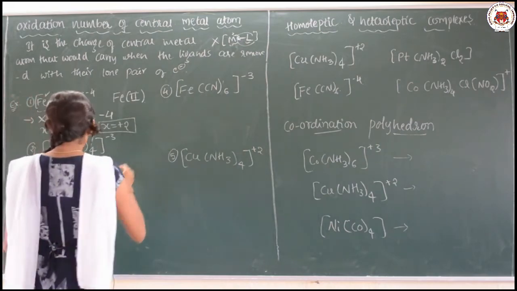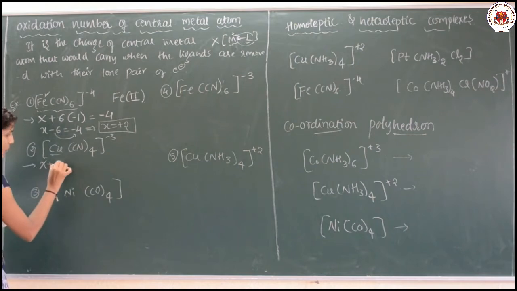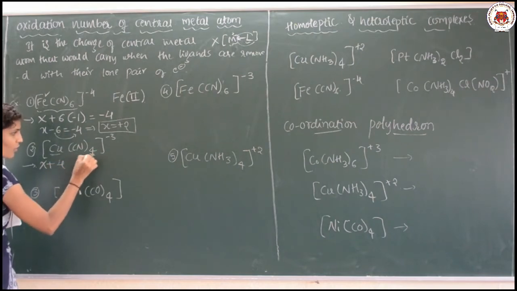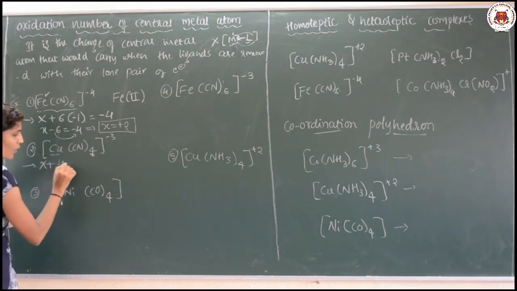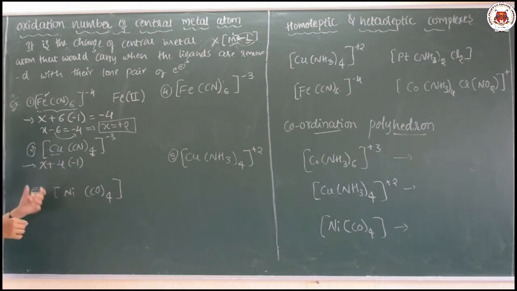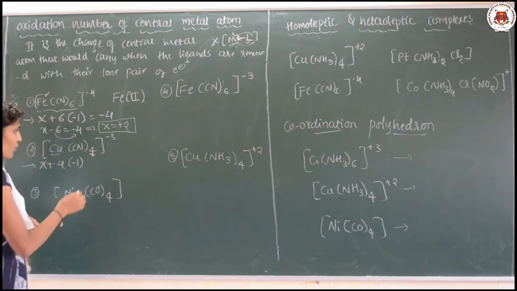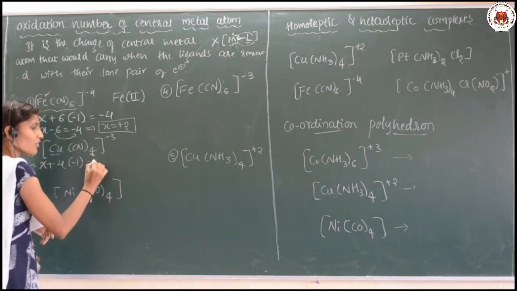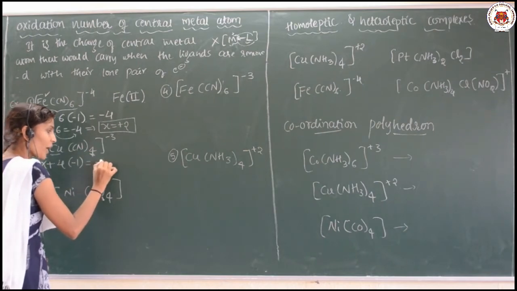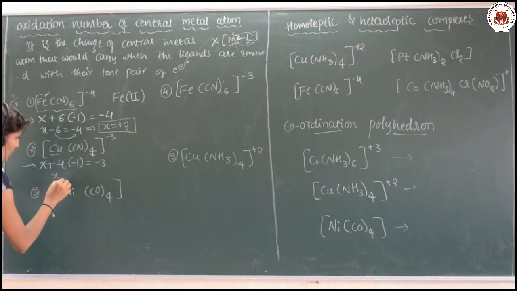Okay, so let us go for the second example. Here I need to calculate the oxidation number of the copper. So let me take it as x plus, 4 CN are there, 4 I have written in brackets. What is the value? -1. The oxidation number of one CN is nothing but -1. Equate it to the charge possessed by the complex ion, that is -3. So what will be the answer?